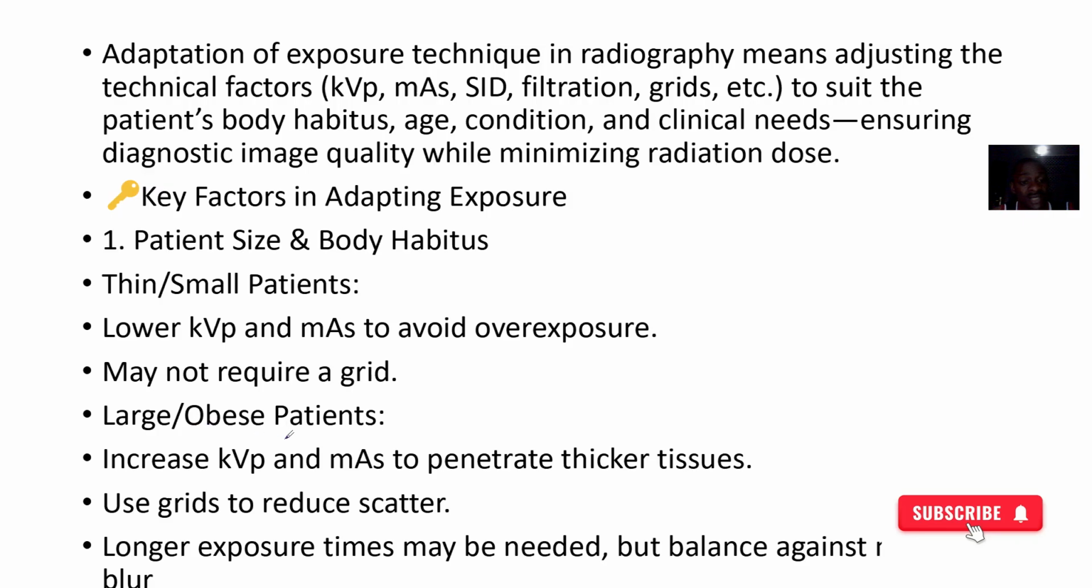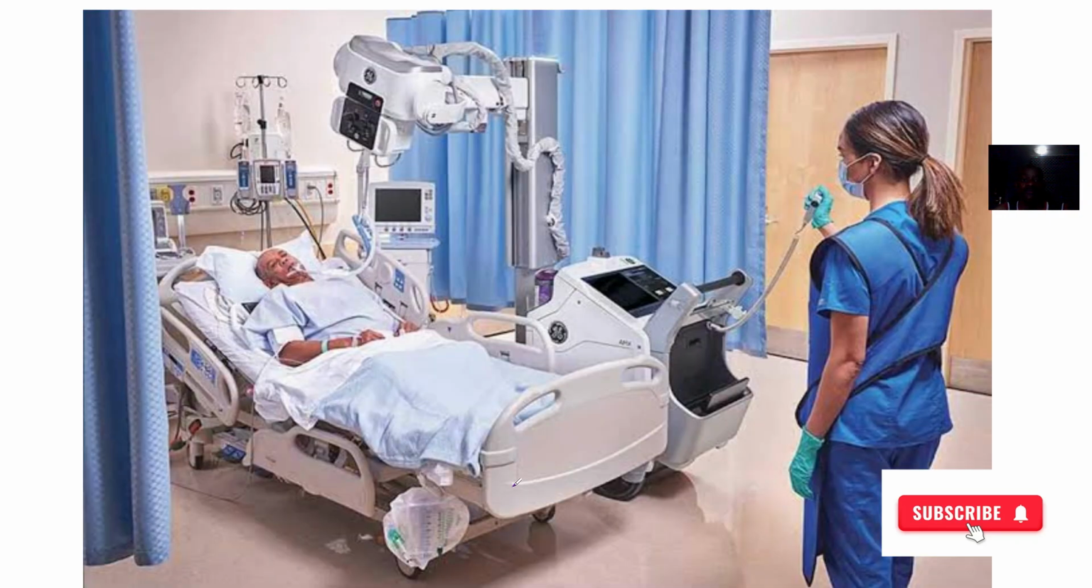So for large and obese patients, of course the kVp is now increased. The mAs is also increased because you are dealing with thicker tissues. Okay, so you can also use grids to reduce the scattering, and longer exposure times may be needed. All right, so we have a special lecture coming up, which will be talking about how you can handle obese patients, to be specific.